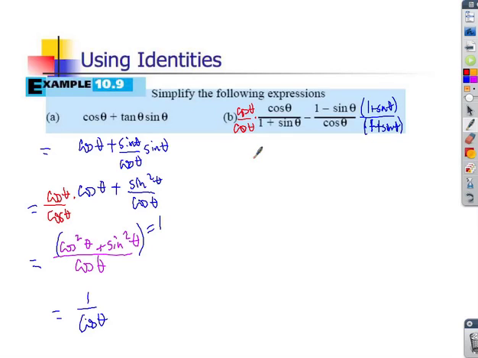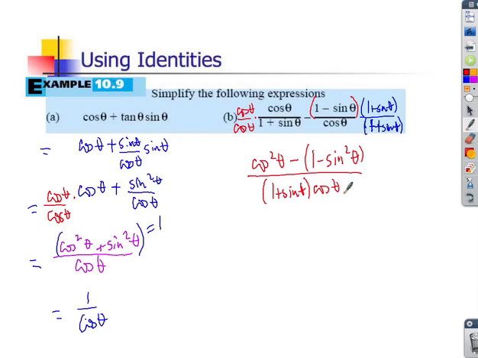So on top, we're going to have cos squared theta, and it's going to be minus, and then again, here's what we talked about in the previous slide. We have 1 minus sine theta, 1 plus sine theta. Together those become 1 minus sine squared theta, all over, and on the bottom we have 1 plus sine theta times cos theta. All right. In the numerator, there's a couple ways we can go. You can either replace 1 minus sine squared theta with what its identity is. All right. That's cos squared theta.